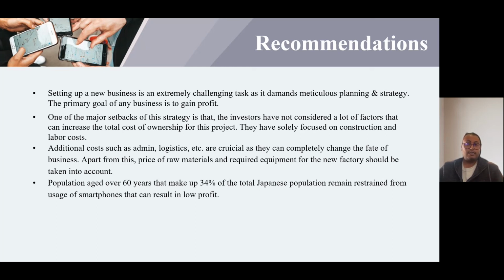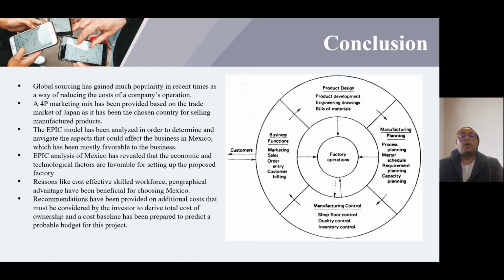Additional costs such as admin, logistics, etc. are very crucial for this project. They can completely change the fate of the project. Apart from this, price of raw material, inflation, political structure, and equipment required for a new factory should be taken into account. So, as a way of reducing the cost of company operation, a 4P marketing mix has been provided based on the trade market of Japan, as it has been chosen as the country for selling the manufactured product.